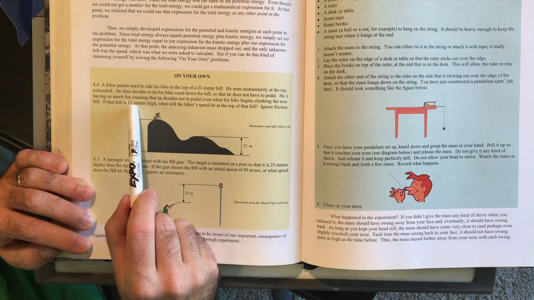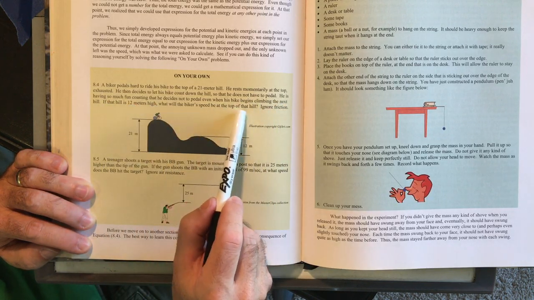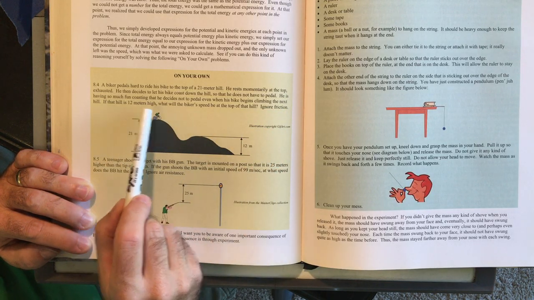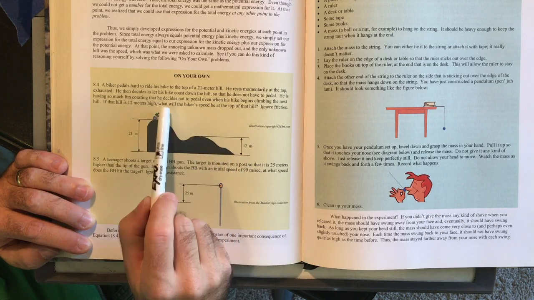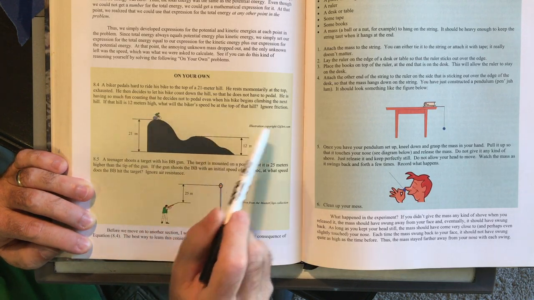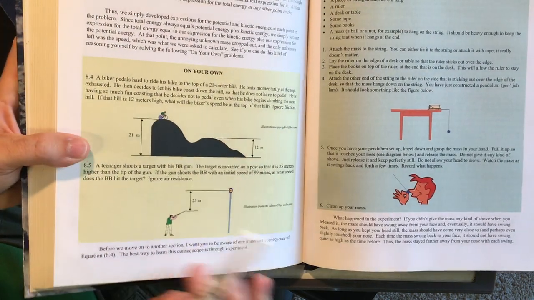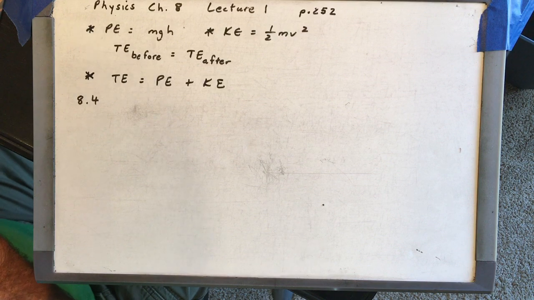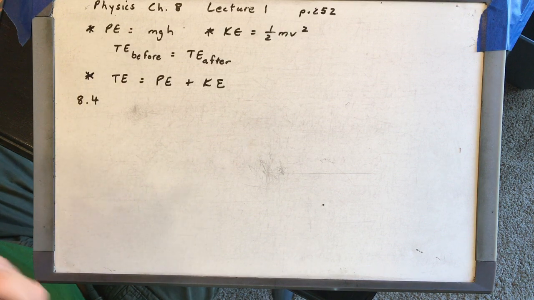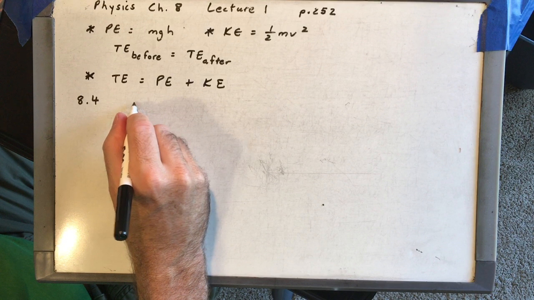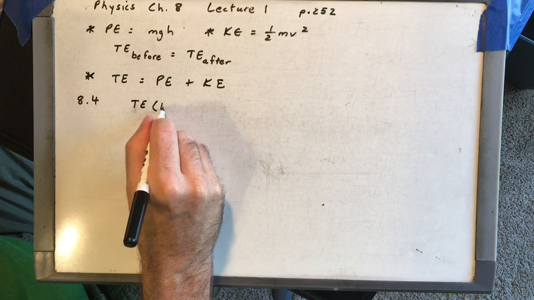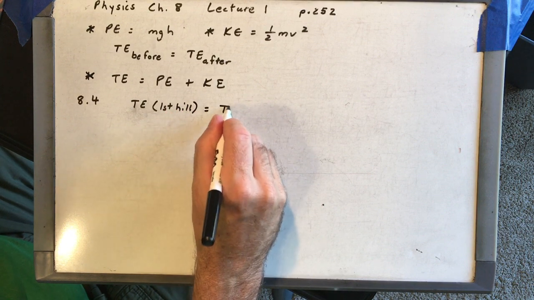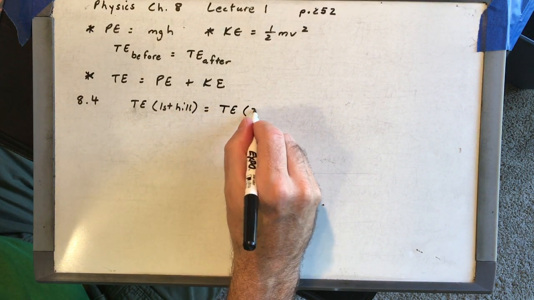He is having so much fun coasting that he decides not to pedal even when the bike begins climbing the next hill. If the second hill is 12 meters high, what will the biker's speed be at the top of that hill? And we get to ignore friction, which is helpful. Okay, so the way we have to analyze it, we know that the total energy at the first hill is equal to the total energy at the second hill.